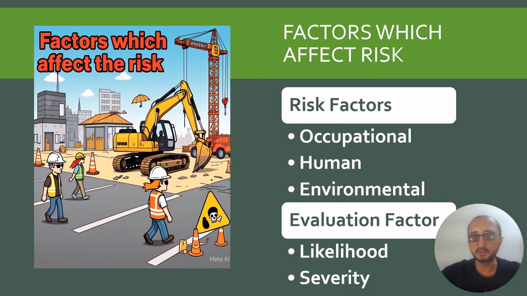Factors which affect the risk. There are basically three types of factors that increase the likelihood of the incident or harm: occupational factors related to the job or task, then human factors which are related to worker behavior and its competency and ability, then environmental factors, workplace conditions that contribute to the harm. Then there are evaluation factors which basically describe the risk, likelihood and severity. We use them to evaluate the risk.